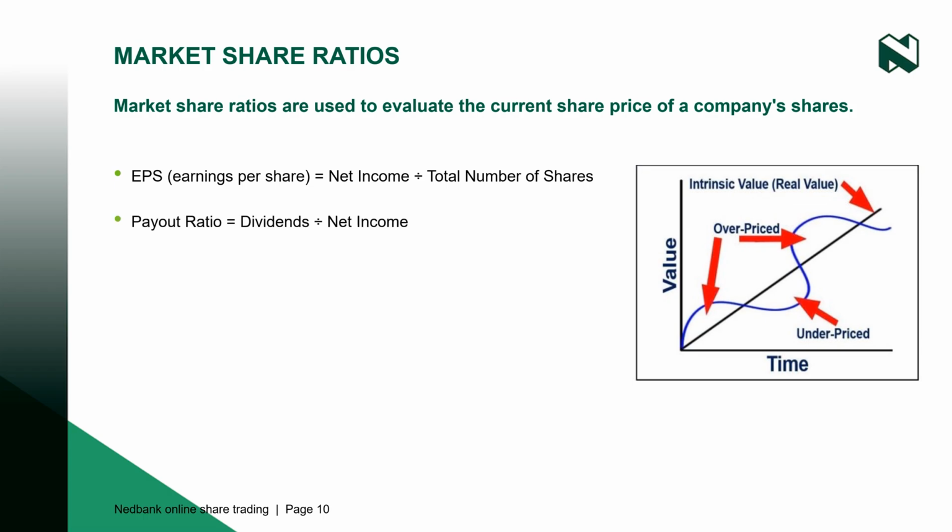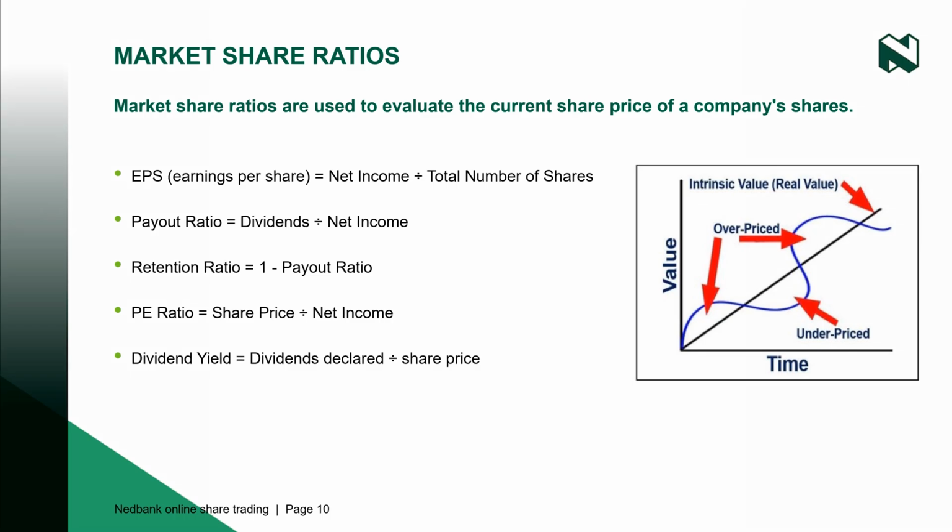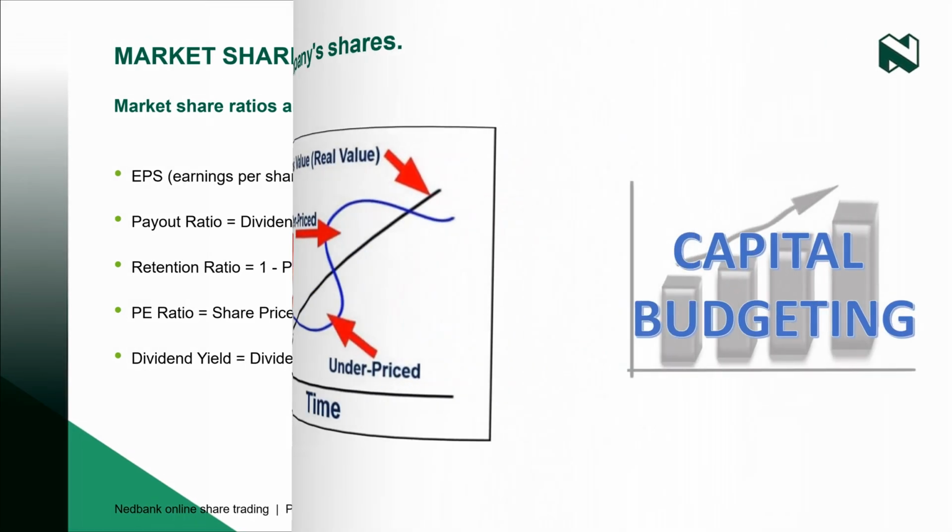Payout ratio, which is dividends divided by net income. Retention ratio, which is 1 minus the payout ratio. PE ratio, which is the share price divided by net income. Dividend yield, which is dividends declared divided by the share price.